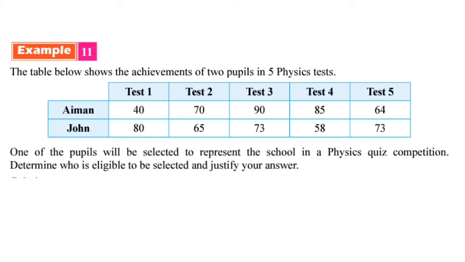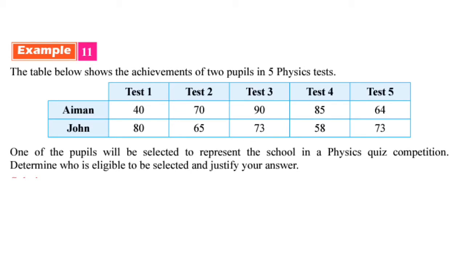So how do we find the standard deviation? We take the marks squared, then add the other marks. 40 square plus 70 square plus 90 square plus 85 square plus 64 square, over 5, then minus the mean 69.8 square, and then you square root. So the standard deviation for Aiman is 17.67. Then for John, you take the marks 80 square plus 65 square plus 73 square plus 58 square plus 73 square, over 5, then minus 69.8 square, and then you square root. So the standard deviation is 7.574.